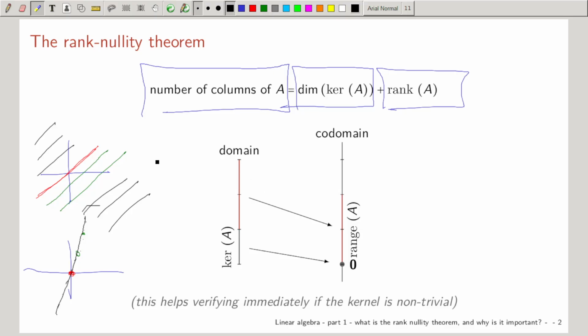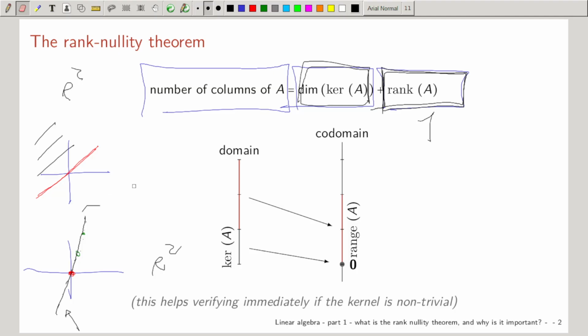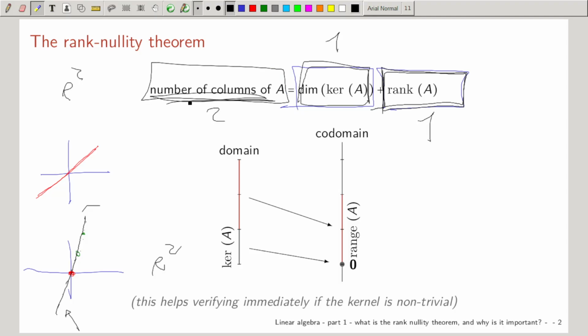Excellent. So now we start from R2 and we end up in R2. Rank of A. What has it to be? This is the dimension of the range. True? What is the dimension of the range now? 1. True? What is this one? Dimension of the kernel of A. This is the kernel. True? This is 1. Are we together that the number of columns of A is 2?